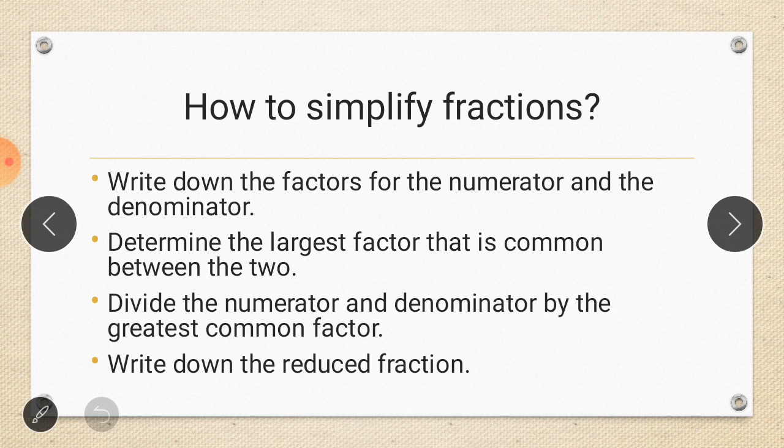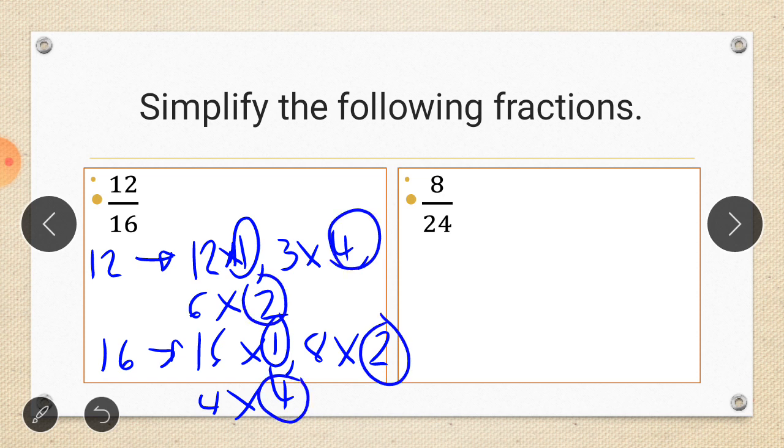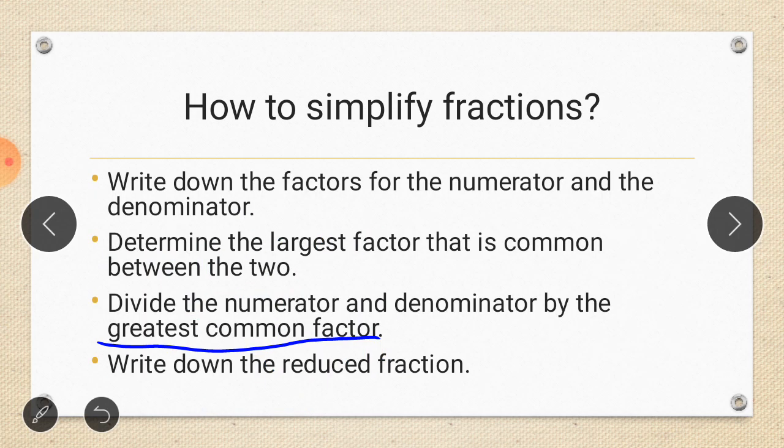What we're trying to find here is the greatest common factor. They have a lot of common factors. They both have 1, they both have 2, 4. So they both have 1, 2, and 4. Among these three common factors, our GCF will be 4 because 4 is the greatest among the three.